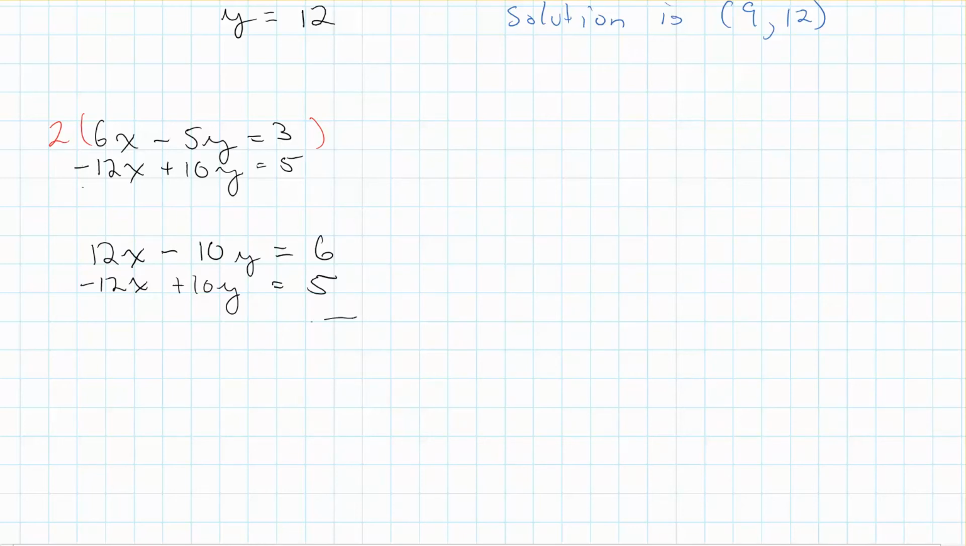So then we go ahead and add. Well, I have 12 minus 12, which is 0, okay. But then I have negative 10 plus 10, which is 0. So I get 0 is equal to 11. Now notice the variables have all dropped out. There's no variables on the left-hand side, and I'm left with a statement that's not true. So clearly 0 does not equal 11. So what this means is there is no solution.